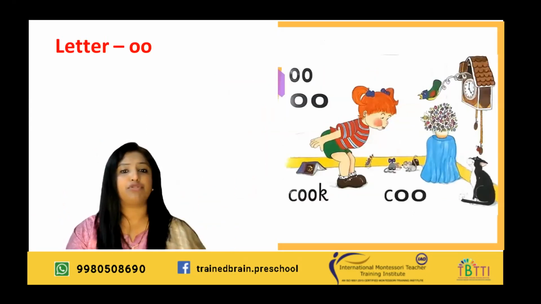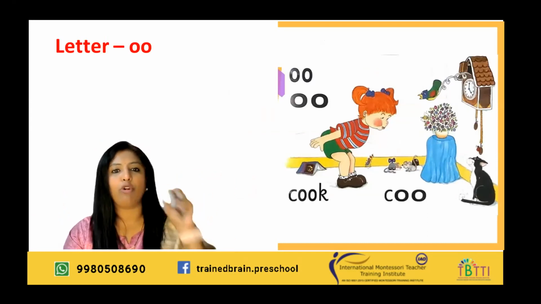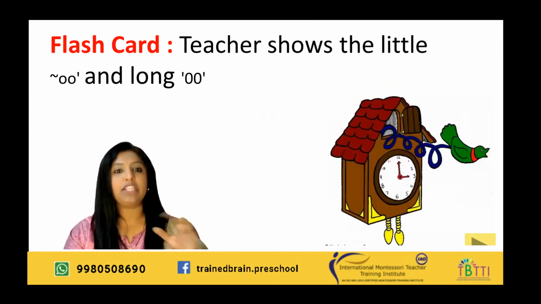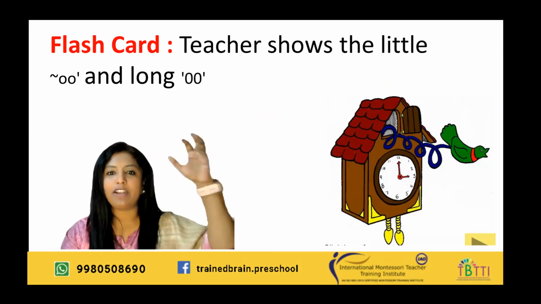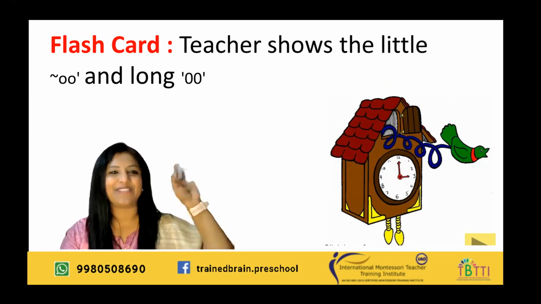And then the last two sounds were together. So we had the short oo and the long oo here. Now, what did the teacher show to the child? The teacher showed them the flashcard. Now, this is like an olden day cuckoo clock. We all had this when we were young kids. You remember?